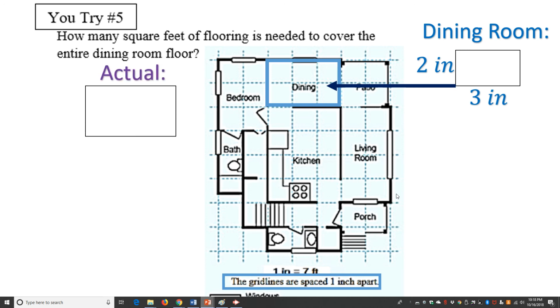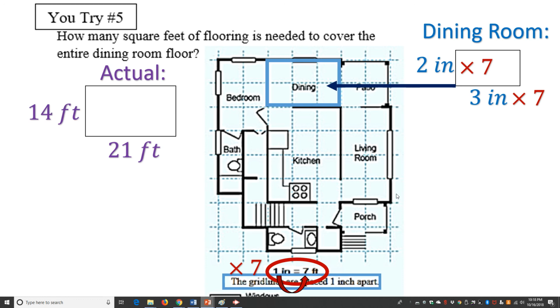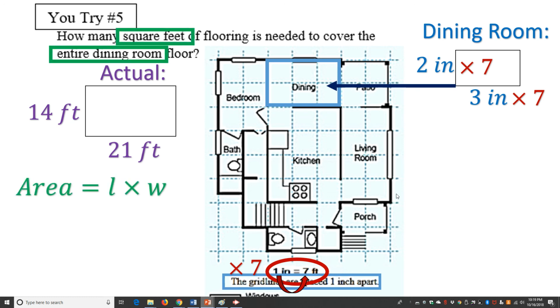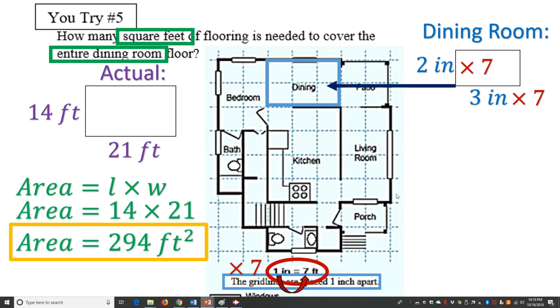So the actual is going to be equal to each of these values times 7, because our scale down here is 1 inch equals 7 feet. So 2 times 7 is 14 feet, and 3 times 7 is 21 feet. And it wants the square feet needed to cover the entire dining room, so we have to find the area. Area is equal to length times width. 14 times 21 is 294 feet squared, and that is it for this lesson.